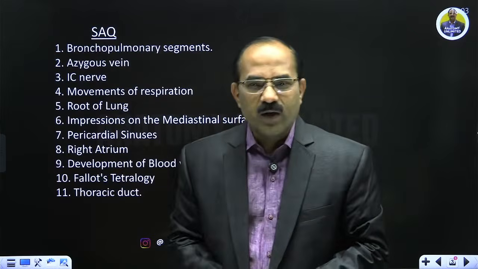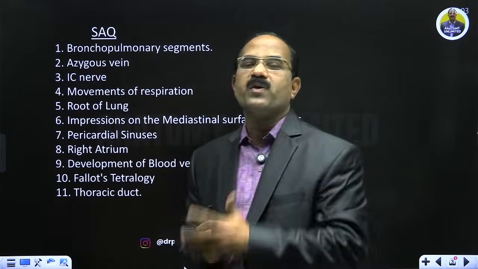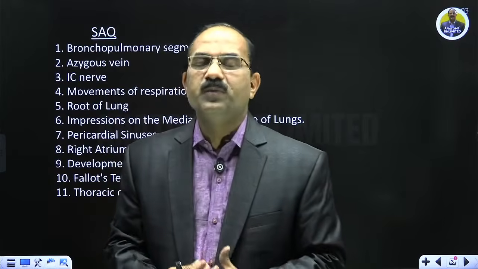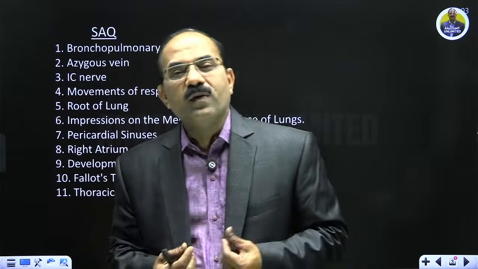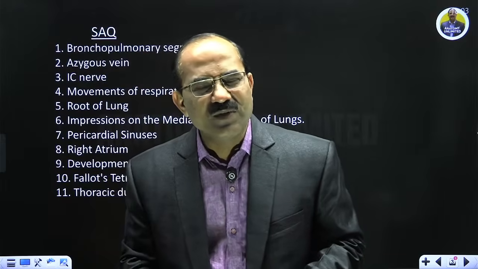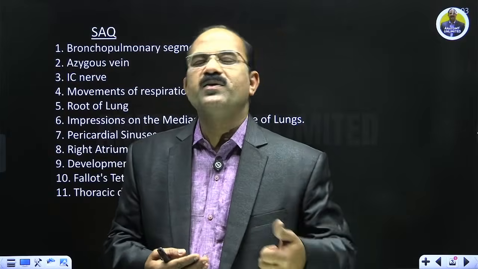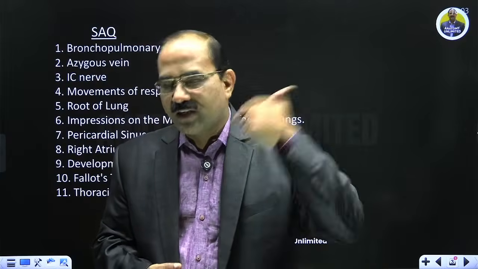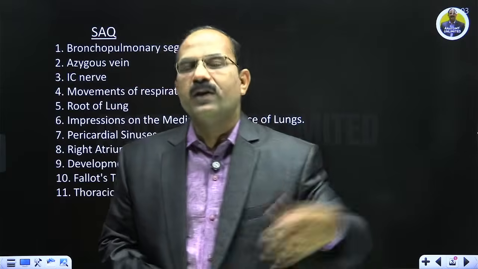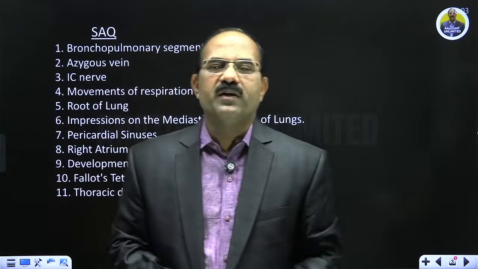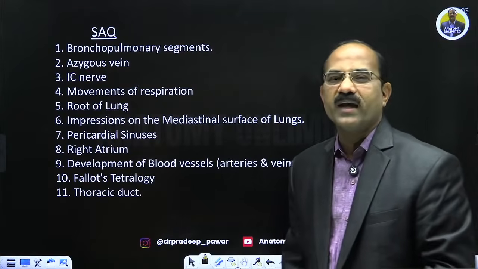For more detail you can always see the lectures. Thoracic duct, yes, another very important thing is thoracic duct. How it starts from cisterna chyli at T12 vertebra, how it enters the thorax through the aortic opening. Thoracic duct is first on the right side, then it shifts to the left side at T5, crosses to the left side, then goes up and opens at the junction of left internal jugular and left subclavian vein. Then you have to write its tributaries: left bronchomediastinal, left subclavian lymph trunk and left jugular lymph trunk. So these are the SAQs asked in the thorax.